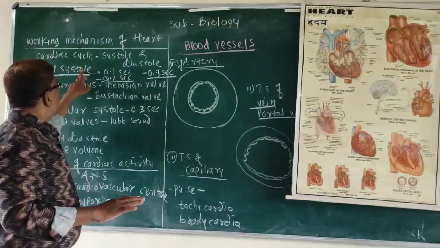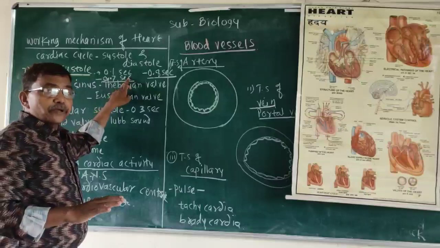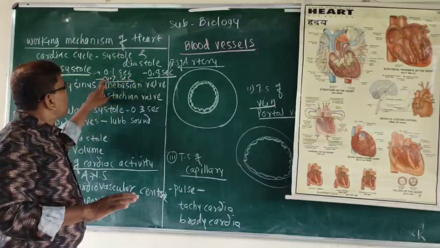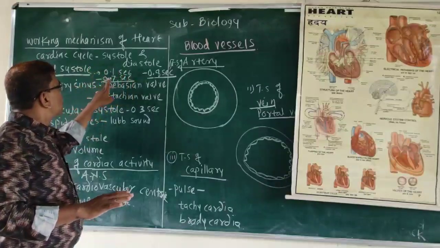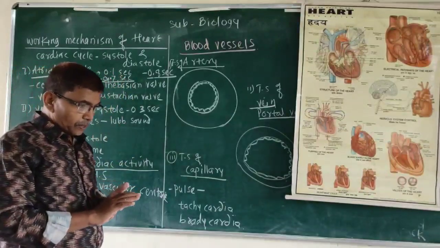Then after this atrial systole comes the relaxed phase, or diastolic phase, and the time required for atrial diastole is 0.7 second.